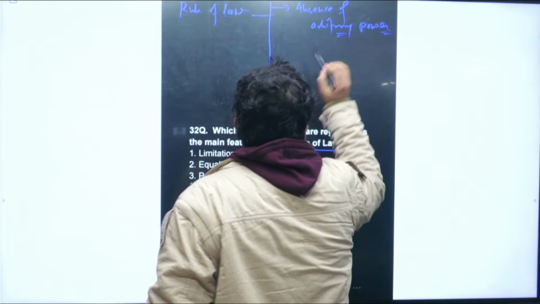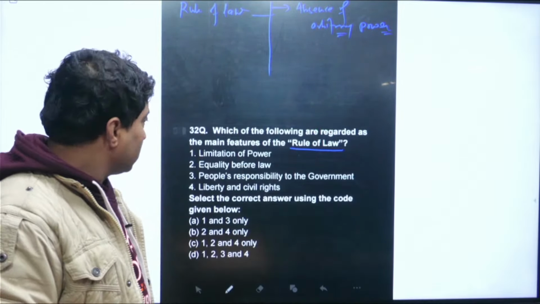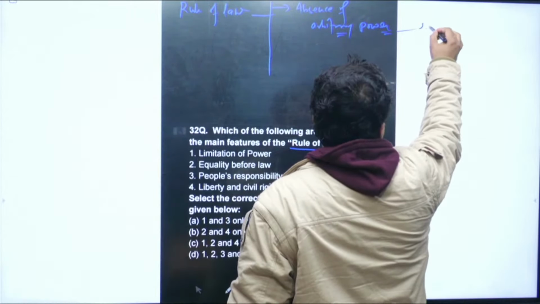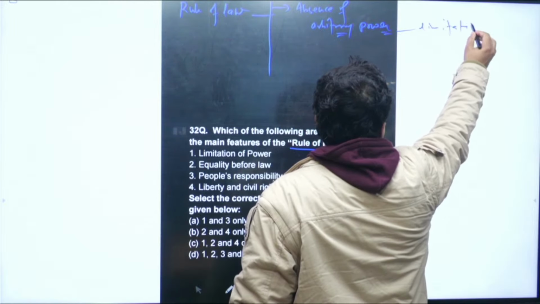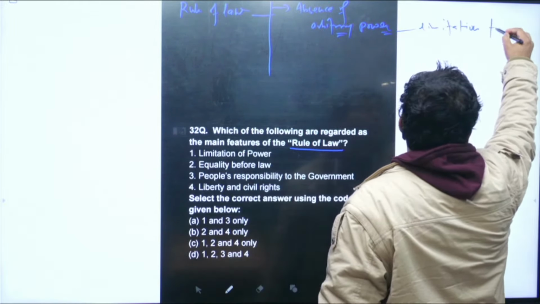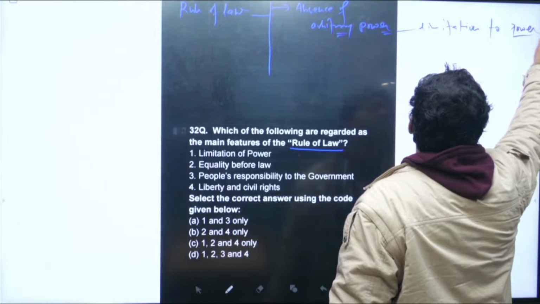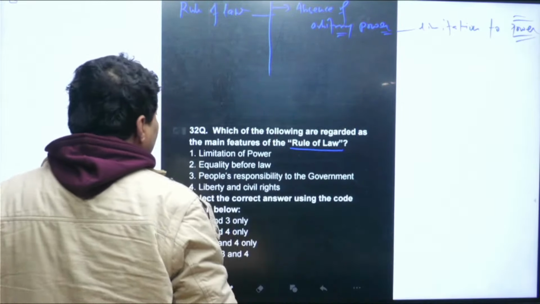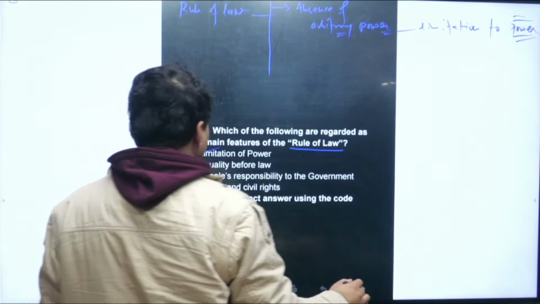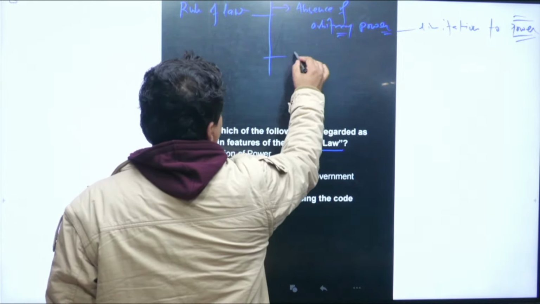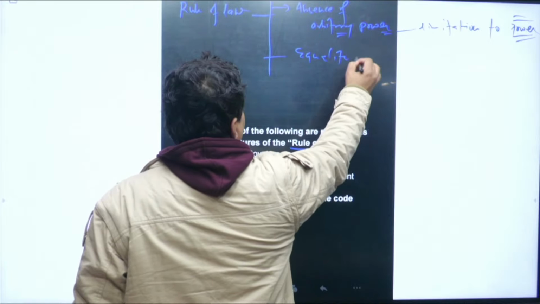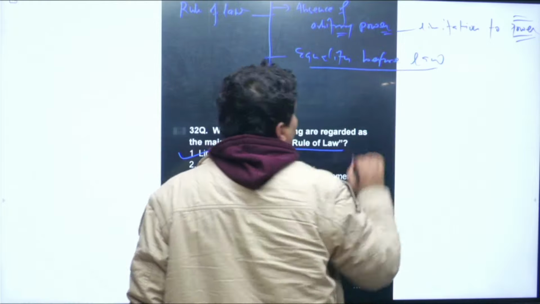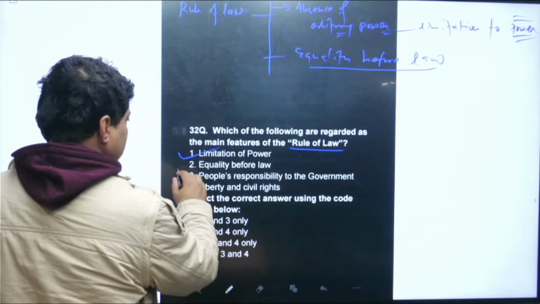There is no absence of arbitrary power, so there is a limitation of power. What does it mean? Power should not be absolute, power should be limited. So limitation of power would be correct. Now equality before law is also an essential part, yes.